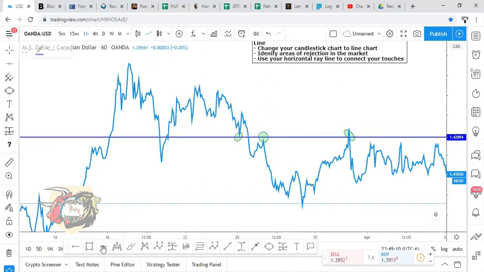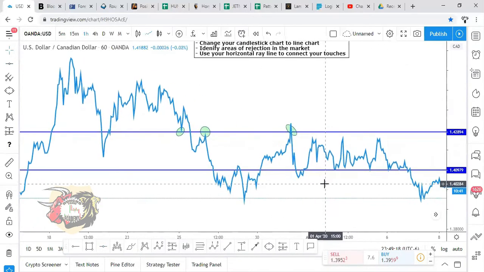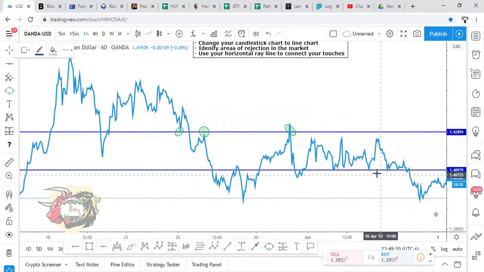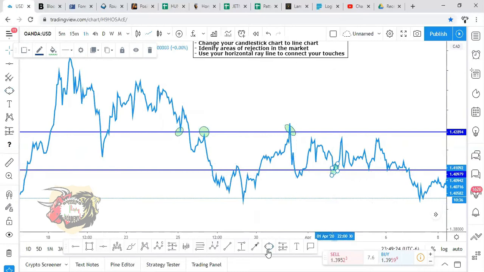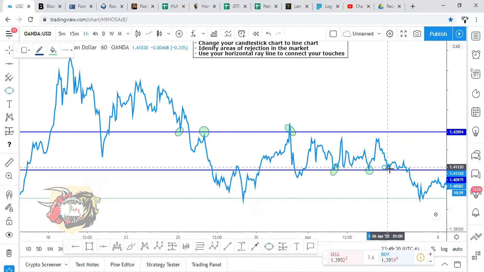So I'm going to identify more support and resistance zones in the market. So this is another one. Can you see how price made multiple touches at this zone? Can you see how price made these touches? Can you see multiple touches? So you have to train your eyes.